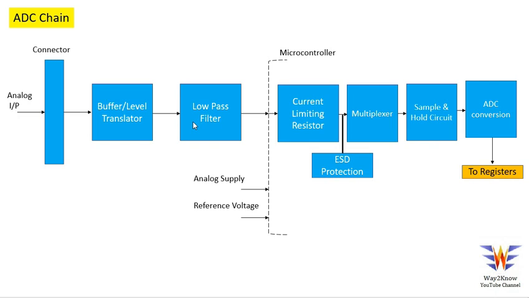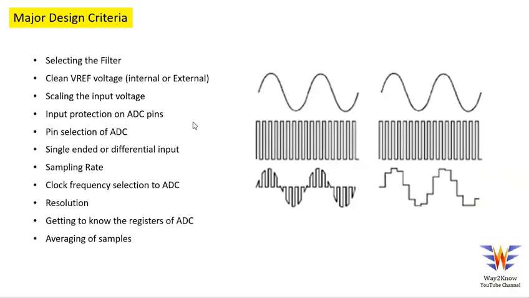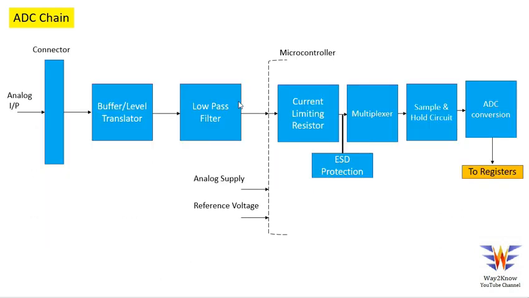So now this low pass filter is very important to eliminate all the unnecessary signals that pass through, and then this filter output would be provided to the microcontroller ADC pin.